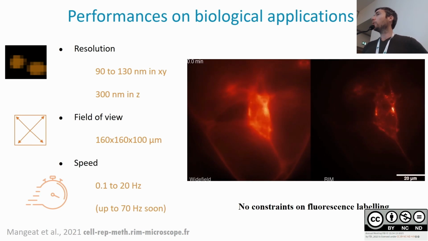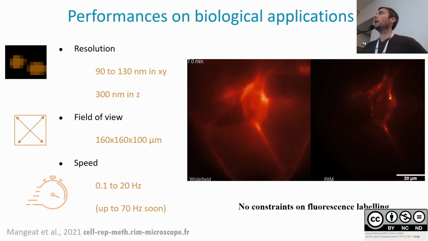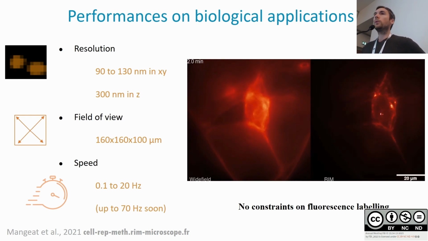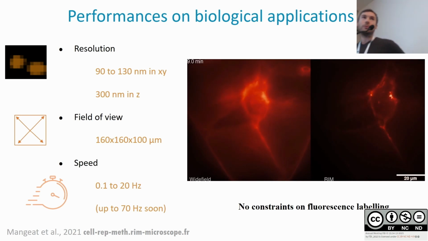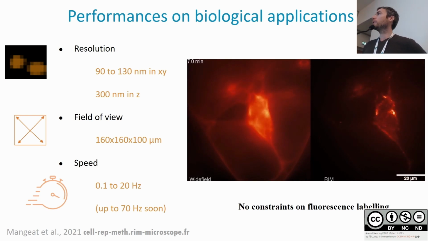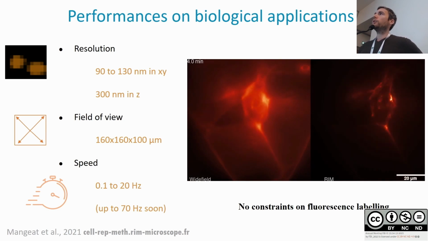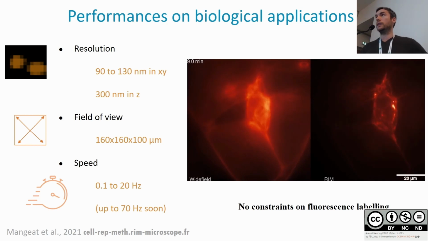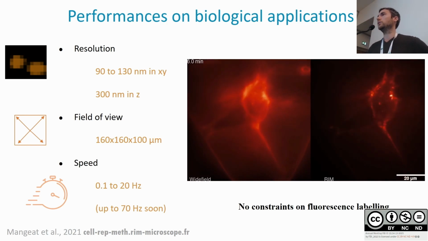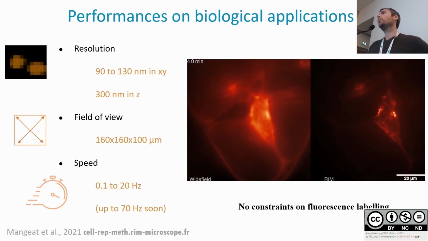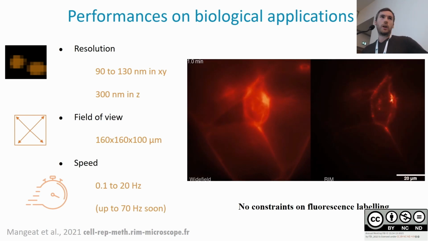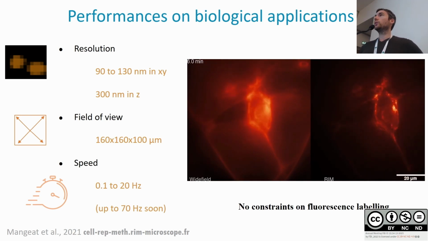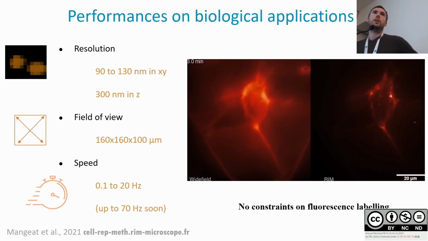Here I have one example of a movie where you have a cell migrating. On the left, you have the wide field movie, and on the right, you have the RIM reconstructed movie, where you can maybe see, I don't know, from your place, the gain in optical sectioning and in resolution. Typically, we have between 90 to 130 nanometer resolution in X and Y, and 300 in Z. The field of view is not limited by the technique. The speed is between 0.1 to 20 Hertz right now, but I will present work on an improvement in this direction. We can do 3D, multicolor, and we have no constraint on the fluorescence labeling.